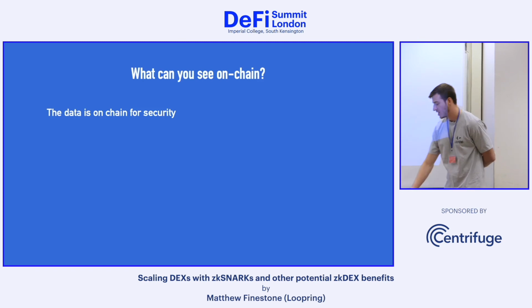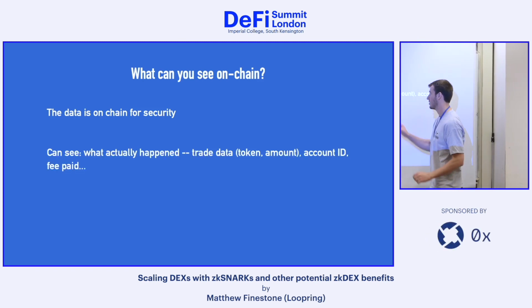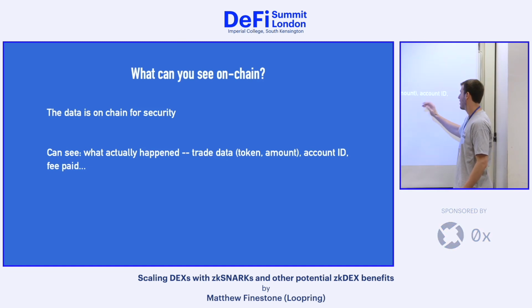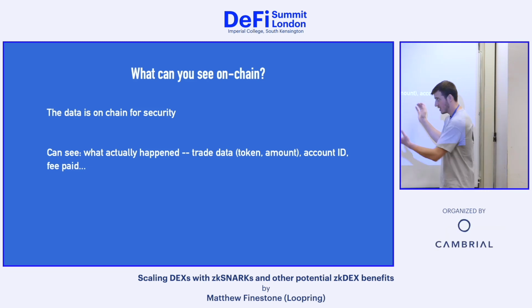What can you see on-chain? The data is on-chain for security. You can see what actually happened, the trade data: the token, the amount, the account ID, which maps to an Ethereum address, and the fee paid. That is all viewable on-chain, and we're building an Explorer that allows you to easily see this.